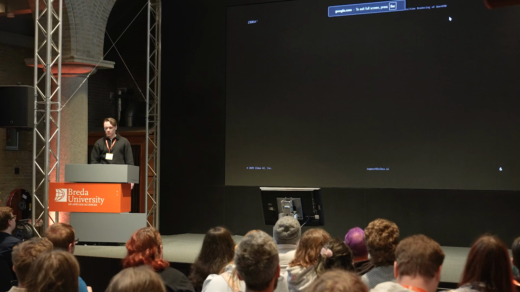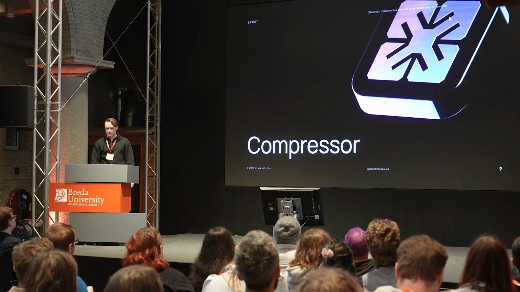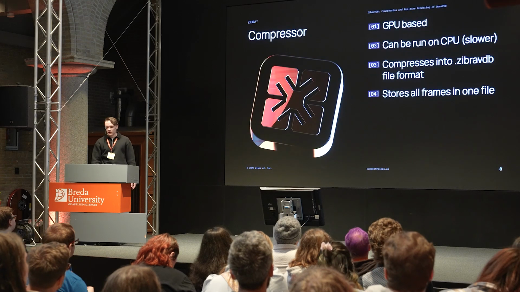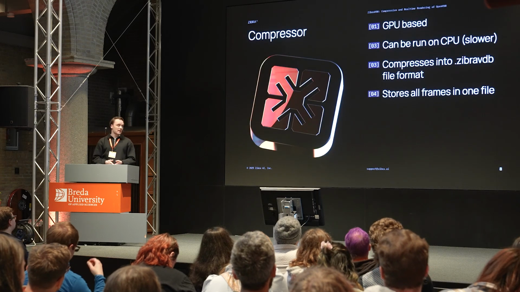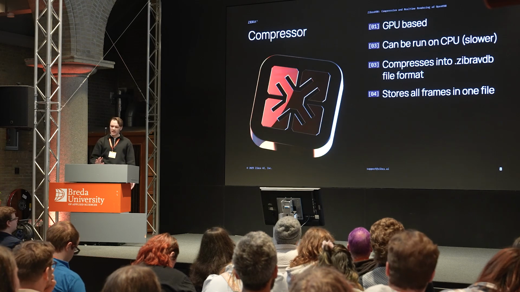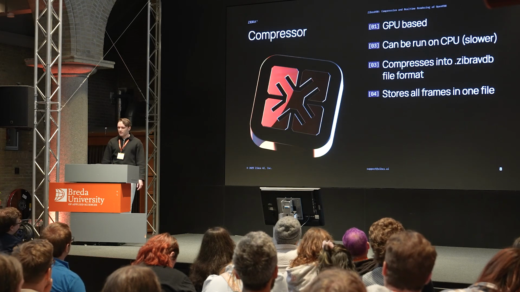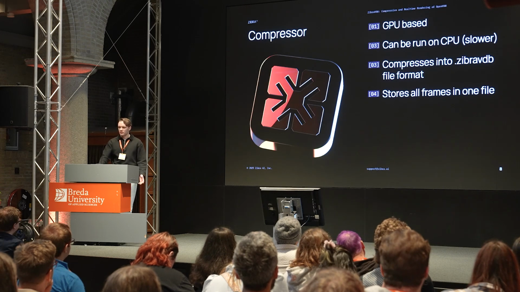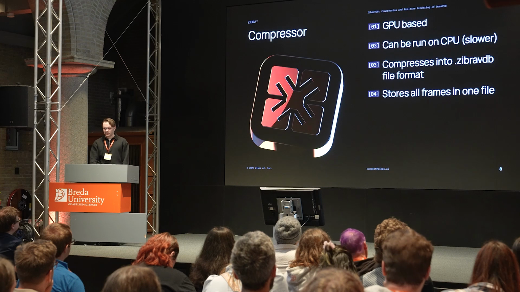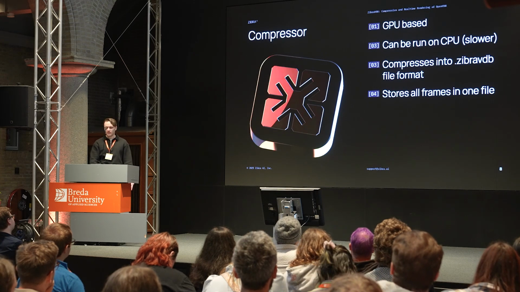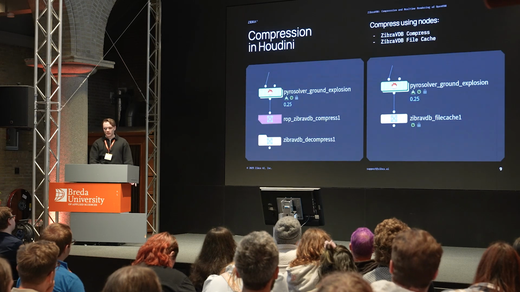Now let's go into more detail and see how it works under the hood. First, the compressor. Our compressor is GPU-based, so it's really fast. It can also be run on CPU, but that's more for offline use cases, for example when you have many render farms and want to render offline, then you need to run it on CPU. But in most cases you use the GPU. As I said, we compress the whole sequence into one file. This is just more convenient to work with, and this is how it works in Houdini.